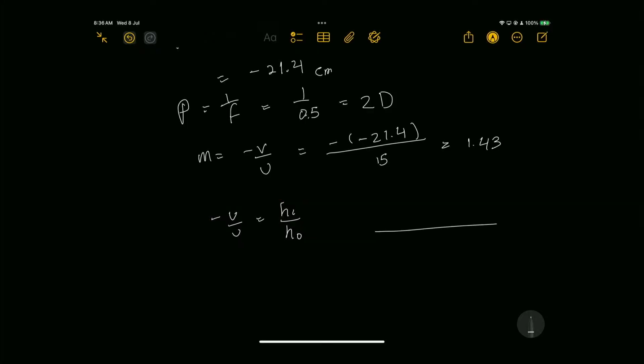So, let me draw it. Let me say this is the image, so this will be positive HI. If this is the image, this will be negative HI. So that's the image, right? For the object, this is positive H0, this is negative H0. If this is our lens in the middle, you could see, and that is the principal axis.